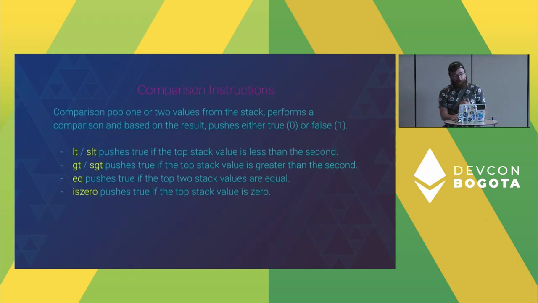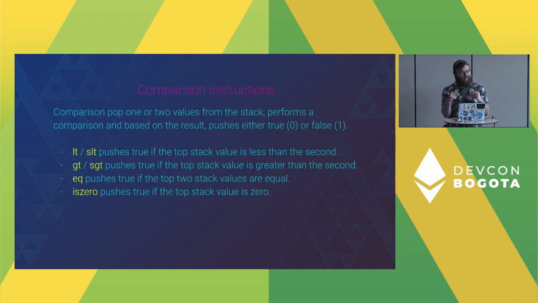So next up, we have comparison instructions. So what this will do is pop one or two values from the stack, perform a comparison, and then based on the result, it'll either return true or false. Those are actually reversed. If it pushes true, it's going to be 1. If it pushes false, it's going to be 0. So LT will push if the top value is less than the second value. SLT, of course, is with signed integers. Greater than, or GT, does greater than. So if the top value is greater than the second value, then we push 1.